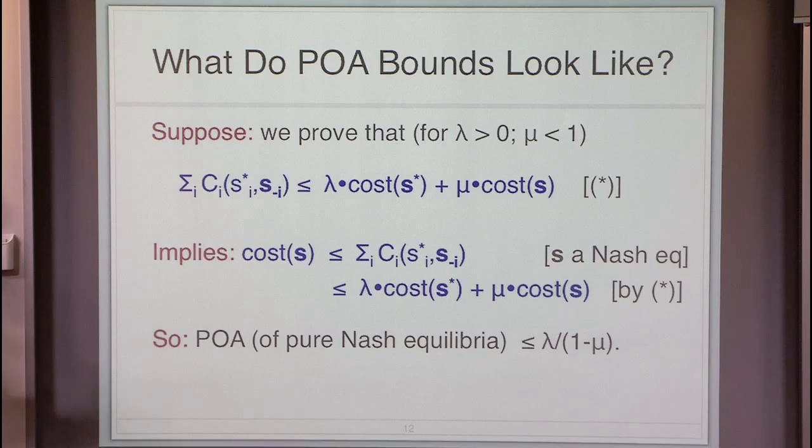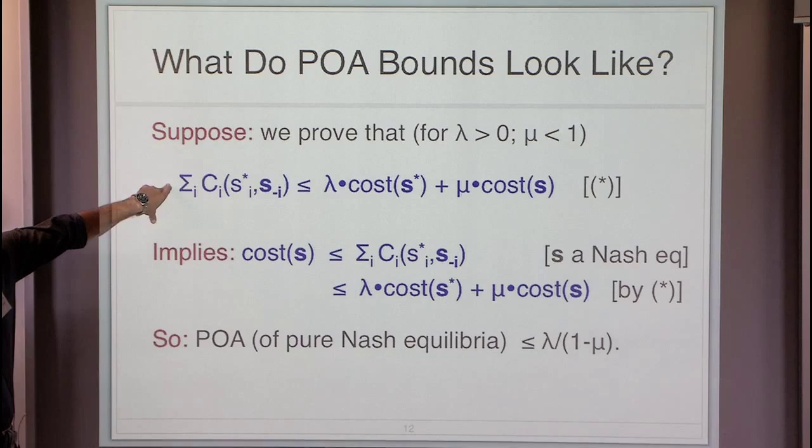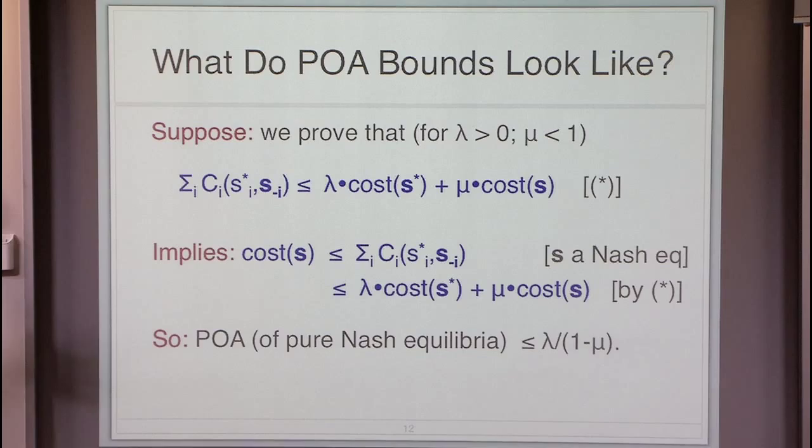Okay? The smaller the lambda, the smaller the mu, the better this bound, the closer this bound is to 1. Okay? So all I've done now is reduce what these bounds might look like to proving a statement like this for the best constants lambda and mu that you can. And that's where you have to do a little algebra, and that algebra is going to depend on the details of your game. Many people have done these computations for different games. It's a very rich theory now. Let me just continue with the routing game example and show you a canonical variant of this.